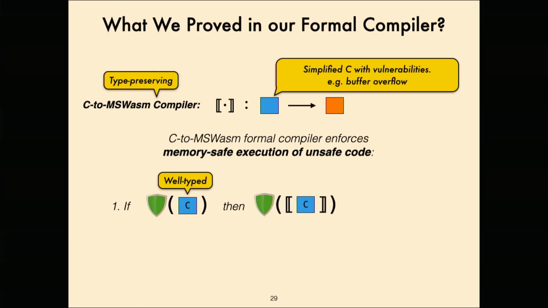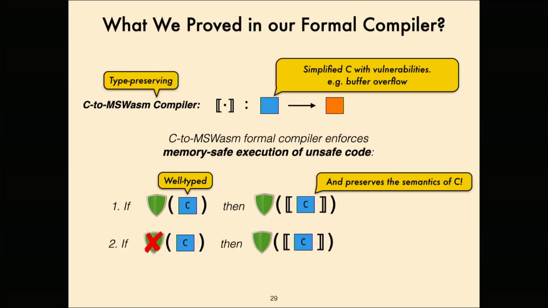What this means is that we break it down into two cases. Suppose we are compiling well-typed and memory-safe C code, then the compiled MS-Wasm code is memory safe. And of course, it also preserves the semantics of C. It's not a dumb compiler. The second case is that we're now compiling well-typed but memory-unsafe C code, which means it has vulnerabilities. Even in that case, the compiled MS-Wasm program is memory safe in the sense that it traps at the first memory safety violation. Great, so that's the end of the formal story.